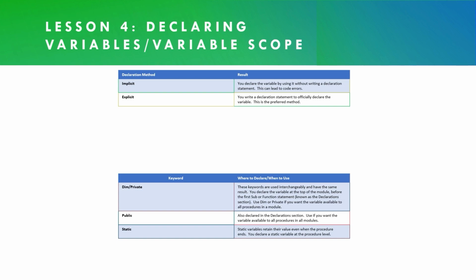The Public keyword is also declared at the top of the module. That's known as the declaration section under Option Explicit. You use Public if you want the variable available to all procedures in all modules. And then you have a Static keyword, and that makes sure that variables retain their value even when the procedure ends. And you declare it at the procedure level, and you'll learn about that as well.